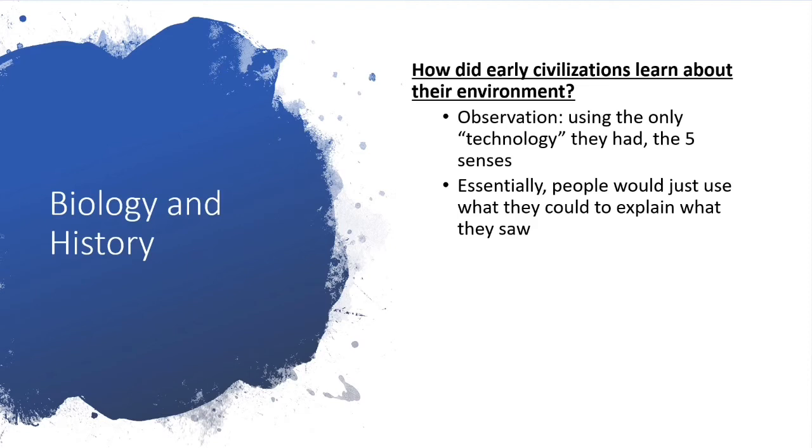And how did early civilizations learn about their environment before they had all of these sophisticated tools that we have now? We have this explosion of technology almost to the point where scientists are struggling to keep up. But back then, they didn't really have this. They used the only technology they had, which was the 5 senses. So essentially, people could just use what they had to explain what they saw.